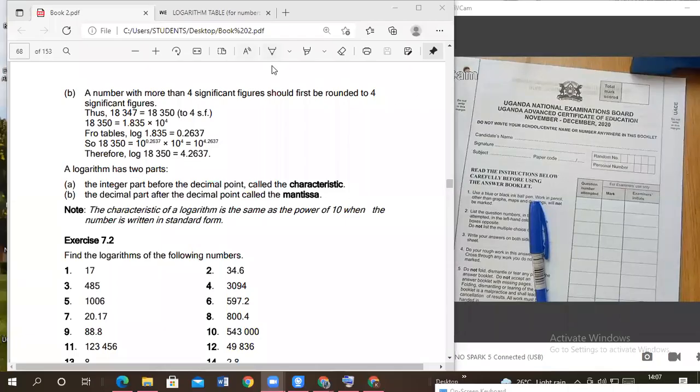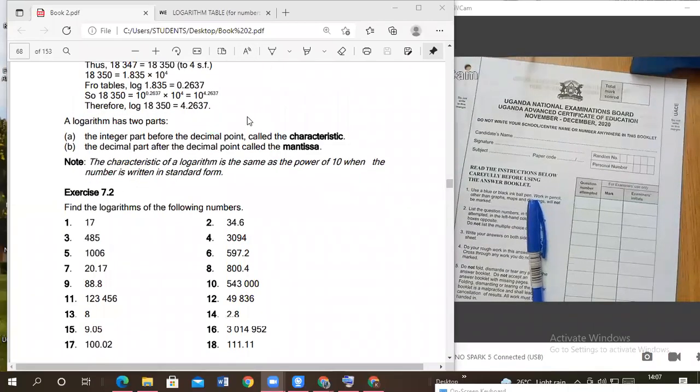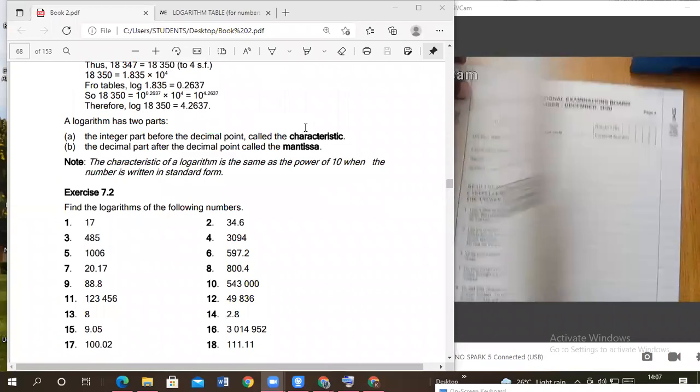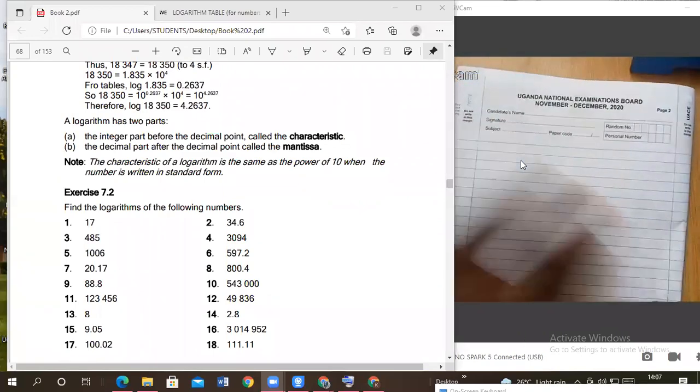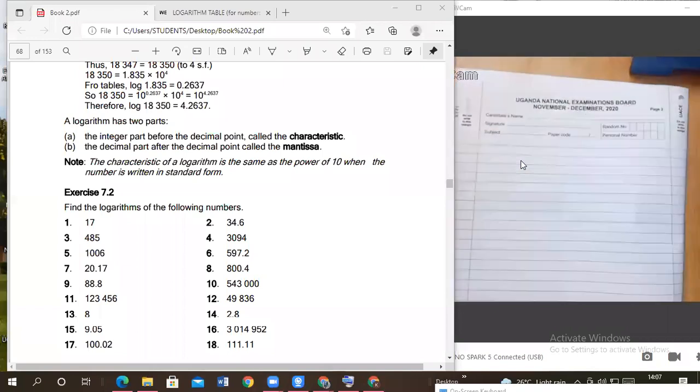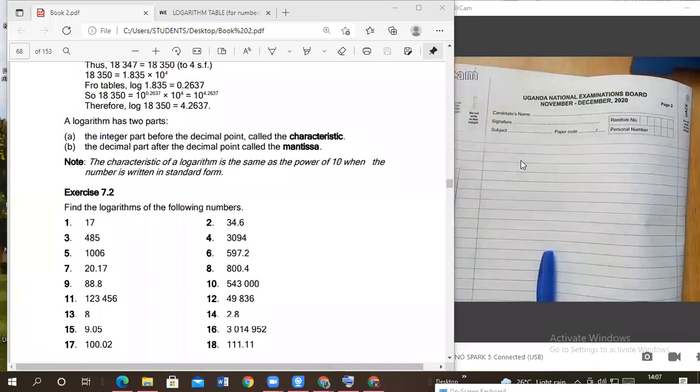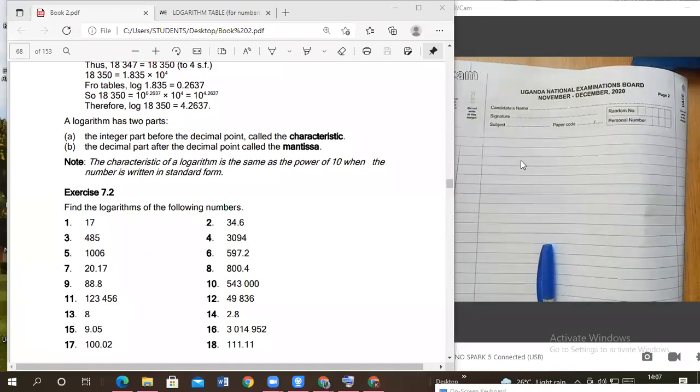Changing. If I want to, then we keep changing. Where did we stop? Logarithm, not so? Yes. And we said logarithm is another way of expressing numbers in power form, okay?